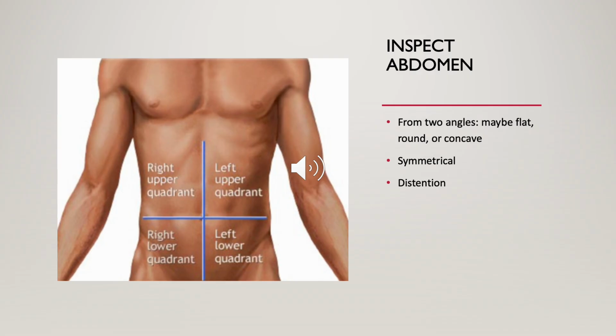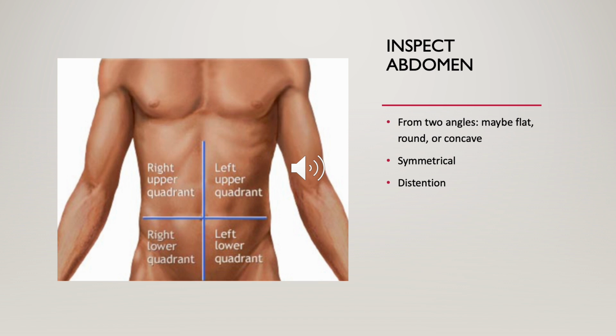When inspecting the abdomen, you're going to look at the abdomen from two different angles, and that's to determine if the abdomen is symmetrical. We in nursing love when we assess and things are symmetrical or equal bilaterally. We love that, okay, because that's usually a normal finding.